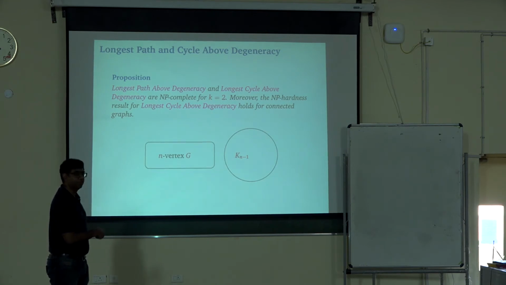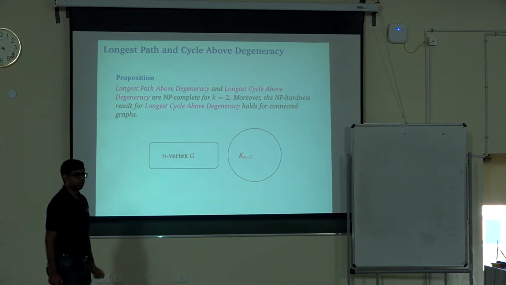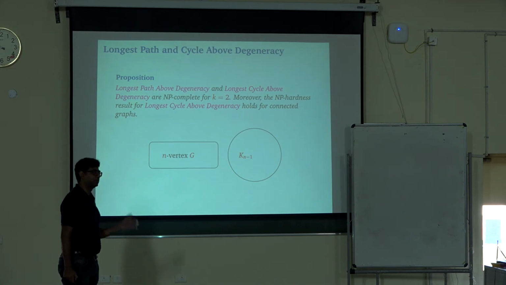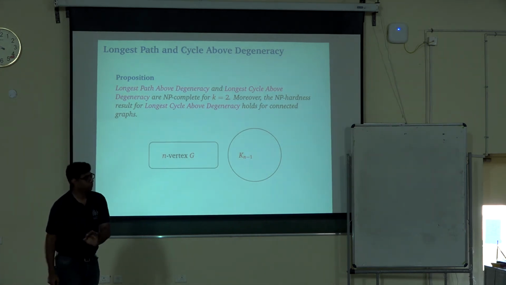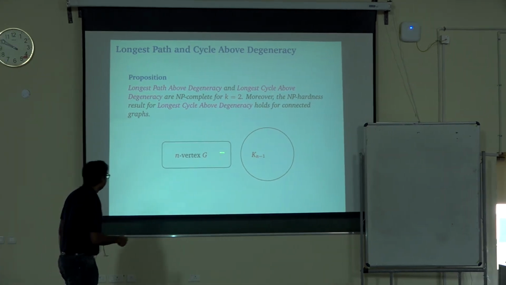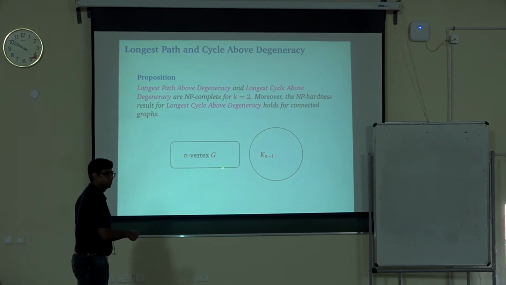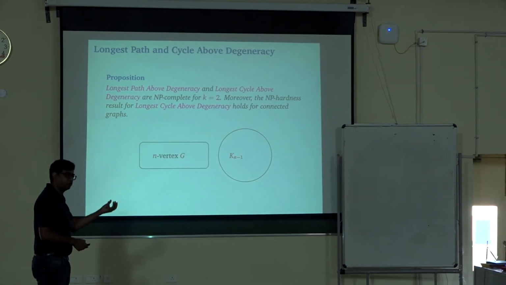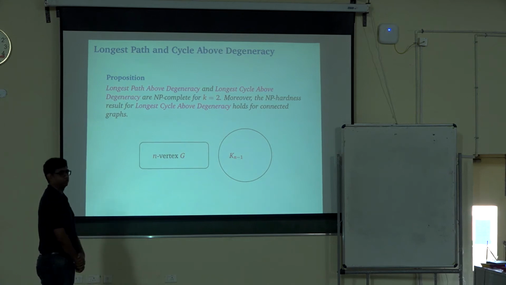Here you take an arbitrary n vertex graph. I'm giving a reduction from Hamiltonian cycle to this, and I add a disjoint clique of size n minus 1. Then notice that the degeneracy of this graph is n minus 2. So if I ask you, is there a path of length degeneracy plus 2, then that path must exist here. But degeneracy is n minus 2, and I'm asking plus 2, it means I'm asking for a Hamiltonian path in this graph.